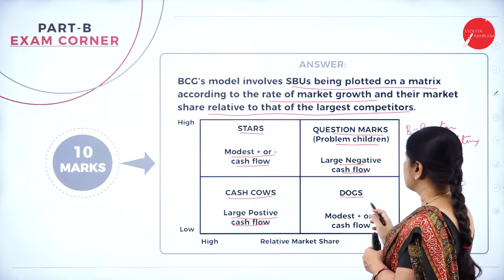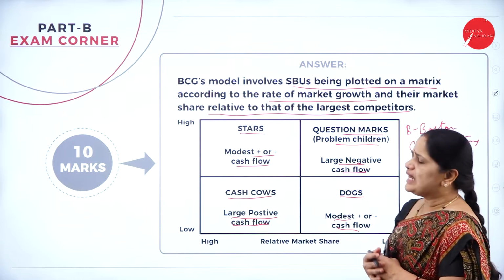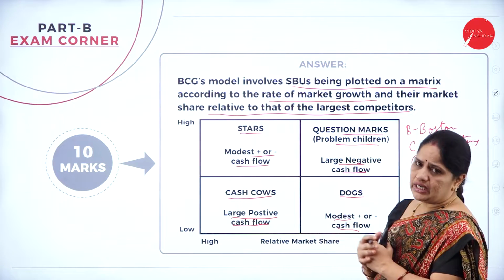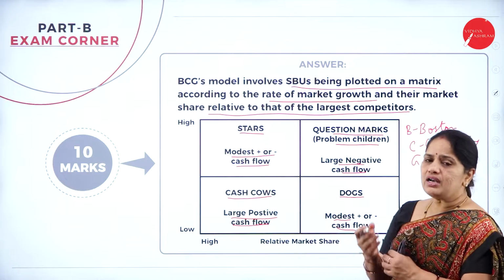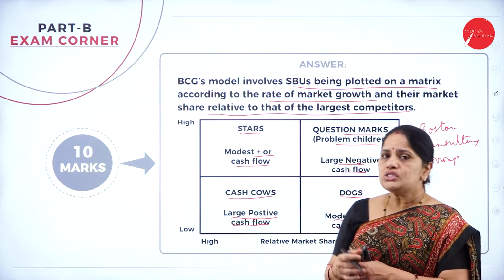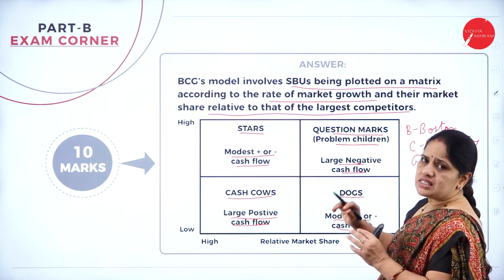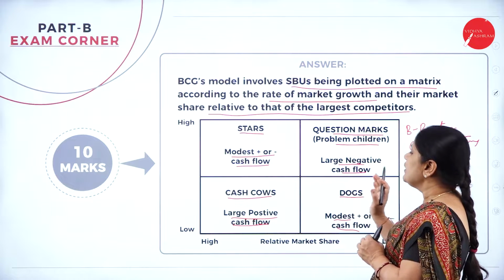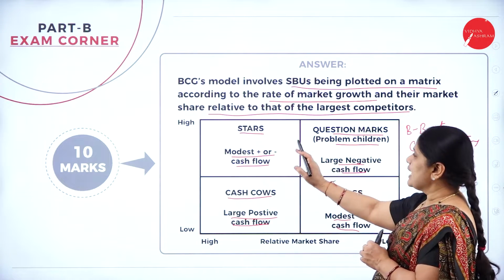And the last one is the dogs. These dogs have a very low market growth rate also, and they have a relatively low share in the market, and they have a very modest or negative cash flow. So these we call the dogs. When we identify what kind of units fall in which quadrant, we then have to move to the next portion.